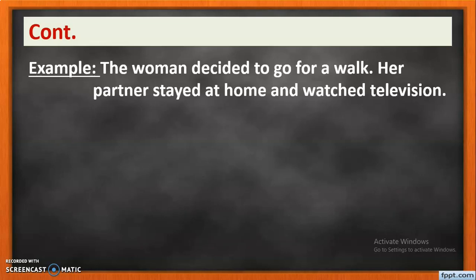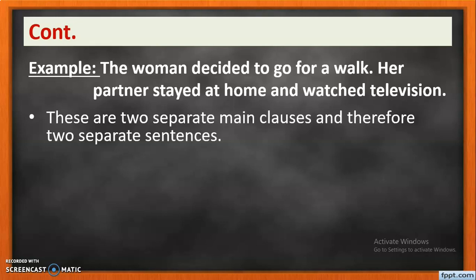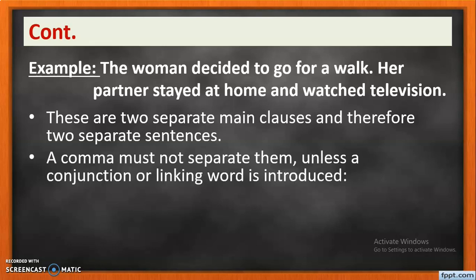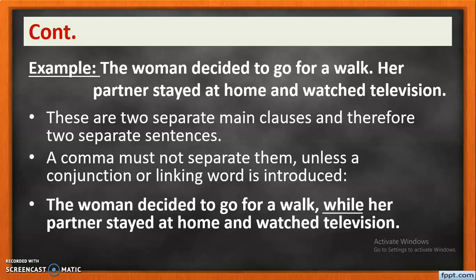One final touch I want to give you here is, look at this example. The woman decided to go for a walk. Her partner stayed at home and watched television. These are two separate main clauses and therefore are two separate sentences. A comma must not separate them unless a conjunction or linking word is introduced. So this is how it can be done. The woman decided to go for a walk, while her partner stayed at home and watched television.